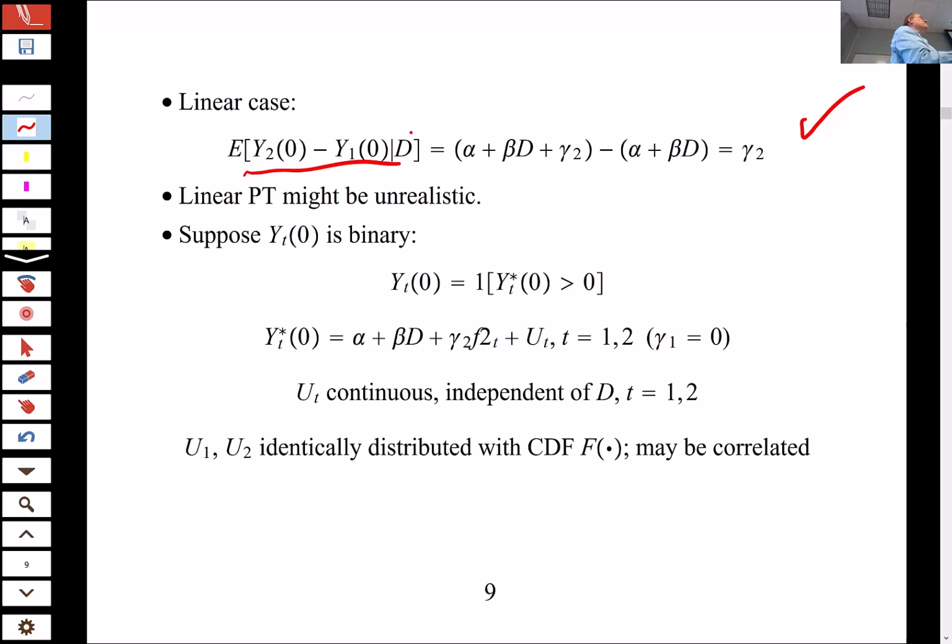Okay, but these are separate assumptions and they are different behaviorally. So this, for example, means that some administrator deciding who is in the job training program is not basing it on what they think the change in the outcome would be over time in the untreated state. They can base it on the level of the outcome in the first period, though. Okay, so the linear parallel trends might be unrealistic.